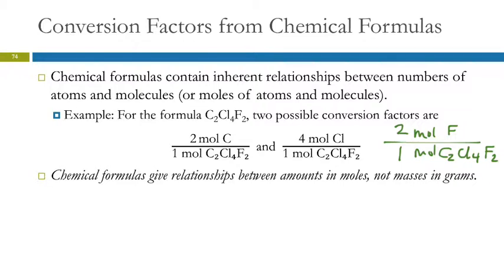Important to remember, the chemical formulas give us the relationship between amounts in moles, not in grams. And this is one of the reasons we always end up with moles in the middle. Because when we get down to it, it's relationships between numbers of particles. We can't count the particles directly. We have to count them by weighing. So we're always converting grams to moles. It's back and forth all the time.